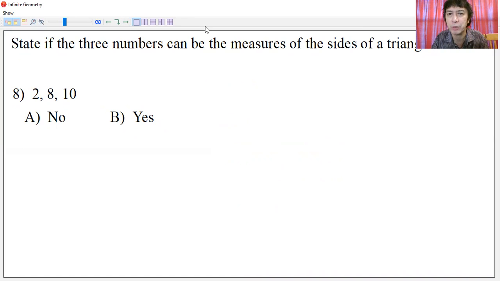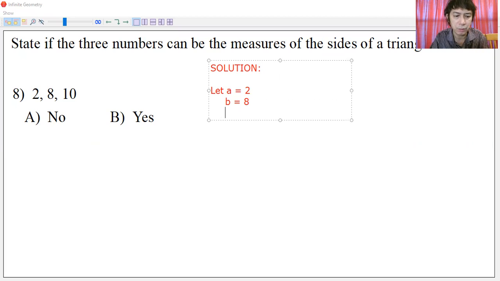All right, here's the next. State if the three numbers can be the measures of the sides of a triangle. All right, for our solution, we have the following. We let A be equal to 2 units, B is equal to 8 units, and for side C, that's 10 units. All right, and then do the following tests. Let's consider sides A and B added together and check if it's greater than the side C. All right, that'd be 2 plus 8. 2 plus 8, will that be greater than 10?